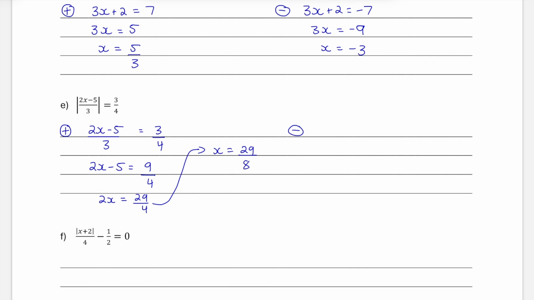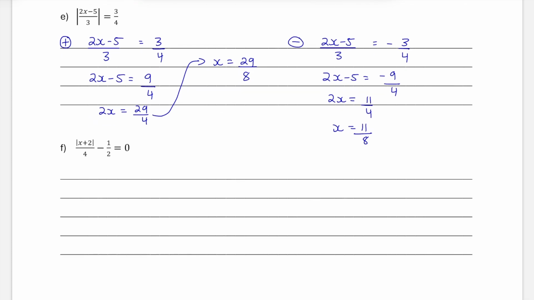My negative, so I start with 2x minus 5, but here it is negative 3 over 4 because you need the negative solution. Then I solve like I do my regular equation by multiplying the 3 to the other side. I then add 5 to the other side. So x is also equal to 11 over 8.